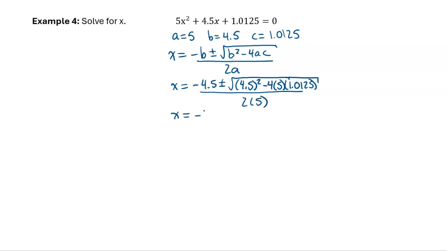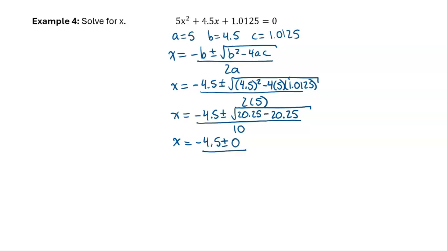So what I'm going to get here is negative 4.5 plus or minus, 4.5 squared is 20.25. But then you're going to notice here it's a negative times a positive times a positive. So what this means is I'm going to subtract 4 times 5 times 1.0125. Well, that is also 20.25. And so what we're going to get under the square root is something minus itself, which is 0. So x equals negative 4.5 plus or minus the square root of 0, which is just 0, divided by 10. And so we get negative 4.5.